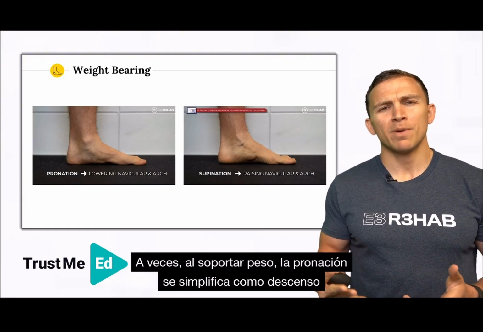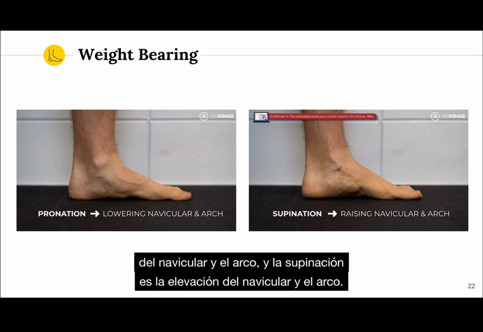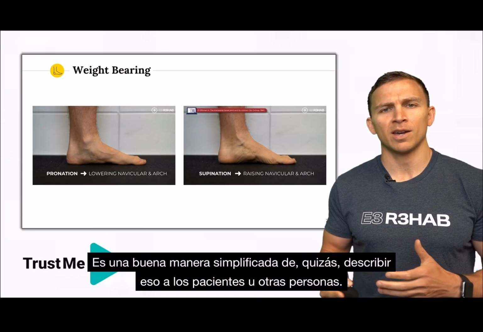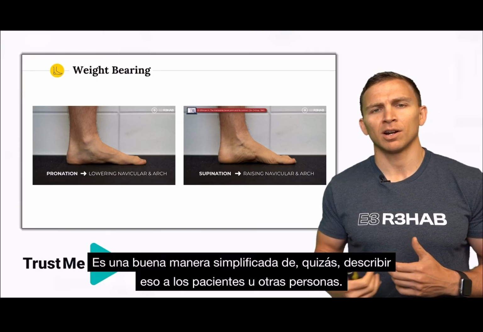Sometimes, in weight bearing, pronation is simplified as lowering of the navicular and arch, and supination is the raising of the navicular and arch. And I'm fine with that too. It's a nice simplified way to maybe describe that to patients or others.